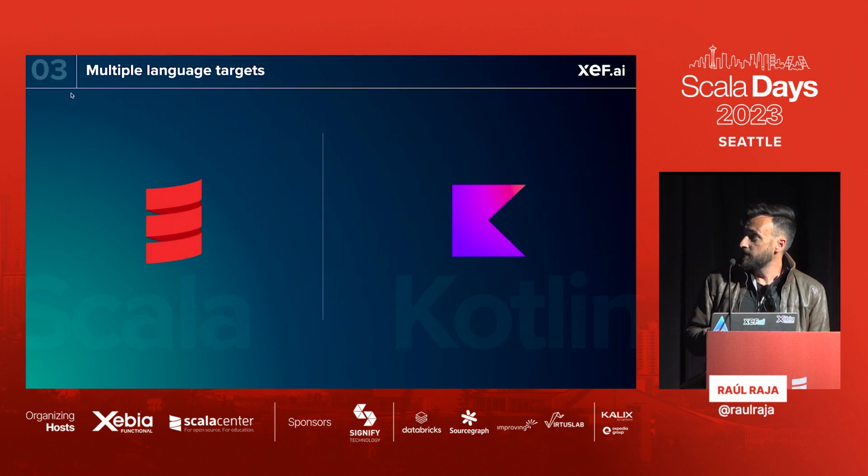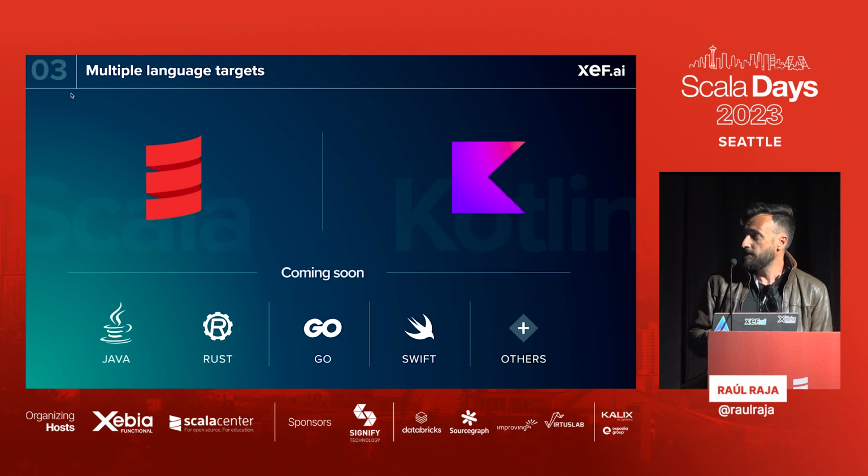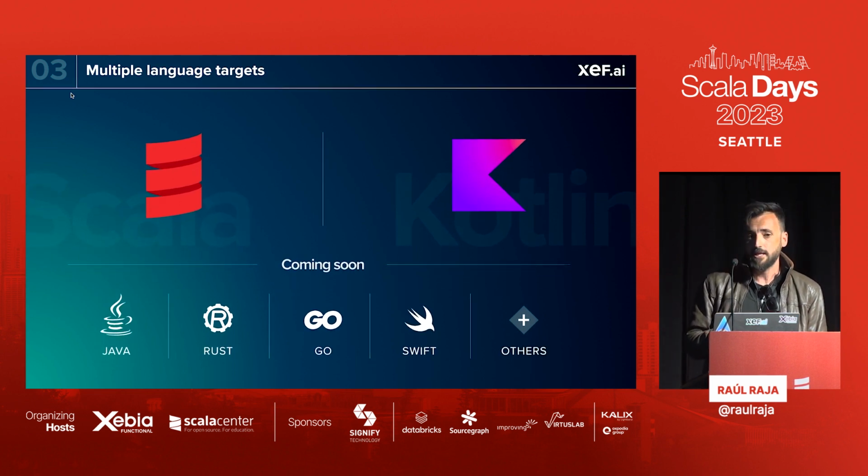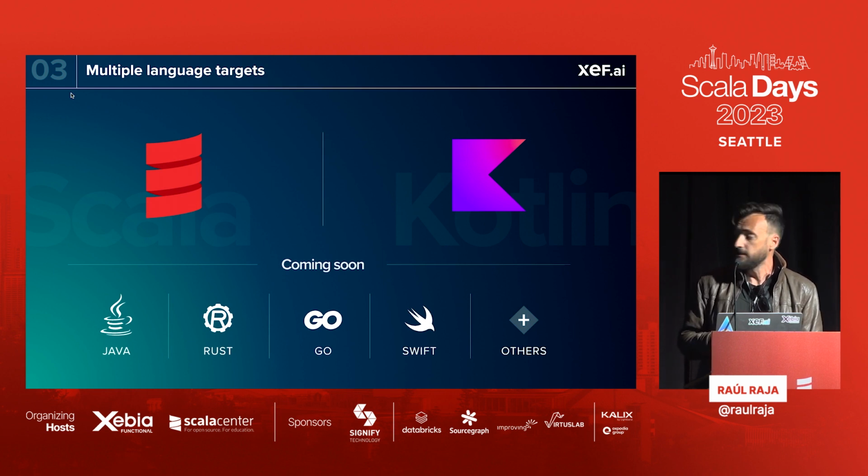So as I mentioned, it's originally available for Scala and Kotlin. And we are currently building bindings for other languages, Java, Rust, Go, Swift, and others, to make it extremely easy to integrate AI in your backend services or whichever existing code you already have.